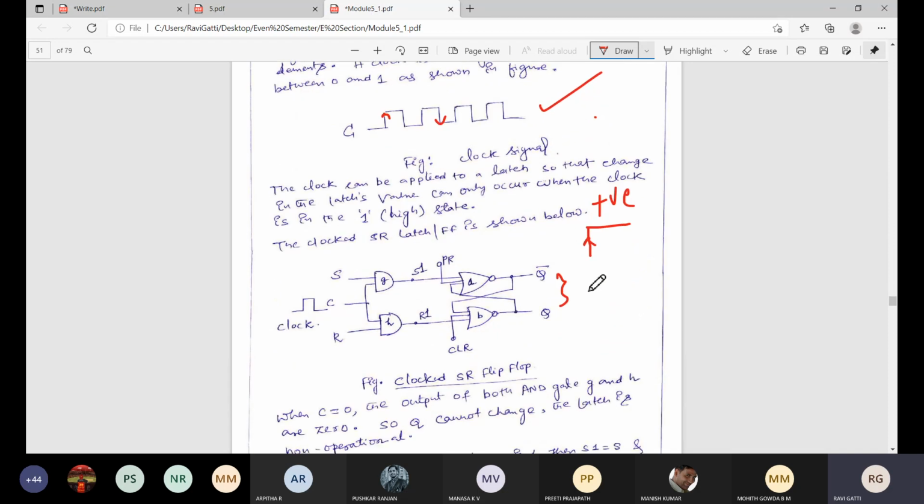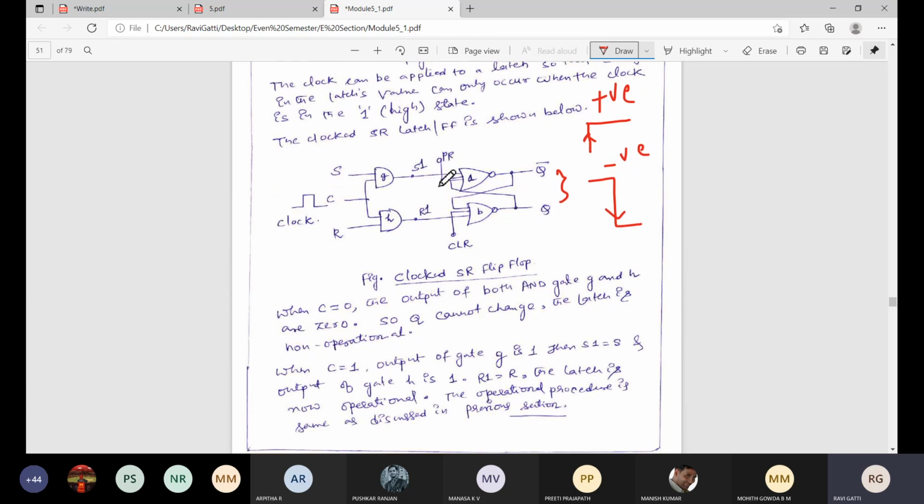If the outputs change when the clock goes from high to low, this we call a negative edge clock. The clock always works in this manner. Now, to include this clock in the SR latch we have used, I am adding one AND gate, and to this AND gate I am giving a clock signal. This we call a clocked SR flip-flop.